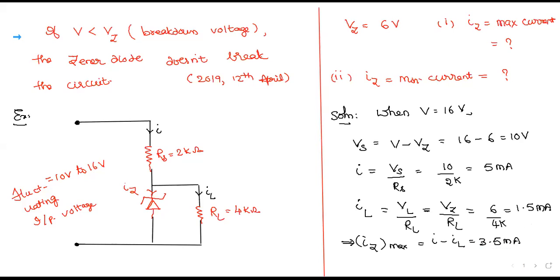Sir, in this example, if we supply 6 volts only, VZ, then will that 6 volts again split for the series resistor? You tell: here 6, there 6, means do you get any voltage across the series resistor? No, it is short circuited. Short circuited, very good.